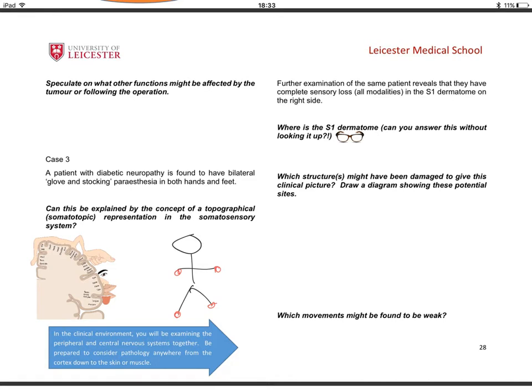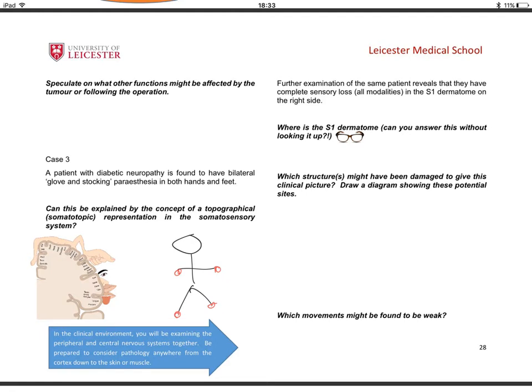We're told that on examination the patient has complete sensory loss in the S1 dermatome on the right hand side, and you're asked to remind yourself about the S1 dermatome. I'm not going to remind you of that. It's a simple case of looking at the dermatome map, which all of you are quite capable of doing. But the thing that was confounding some of you was the next question relating to the structures that might have been damaged to cause this clinical picture, i.e. sensory loss in the S1 dermatome.